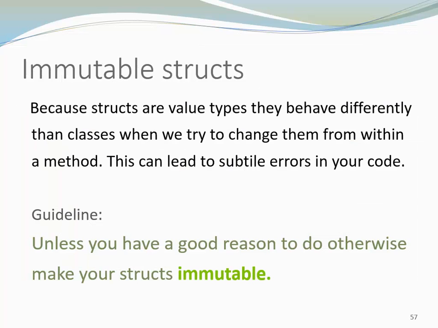Because structs are value types, they behave differently than classes. This has a special implication when we try to change them from within a method. This can lead to subtle errors. It can easily happen when you refactor and when you shift functionality between methods. Here I have a guideline: unless you have a really good reason to do otherwise, make your structs immutable.